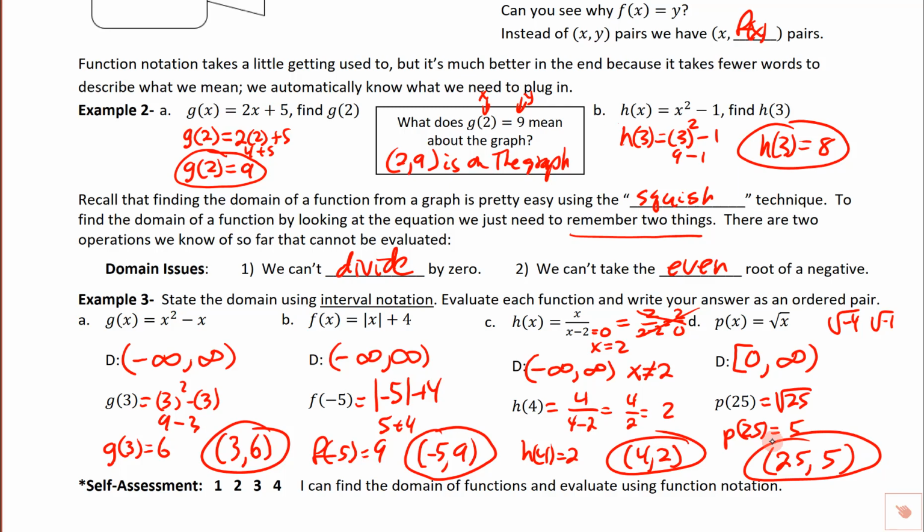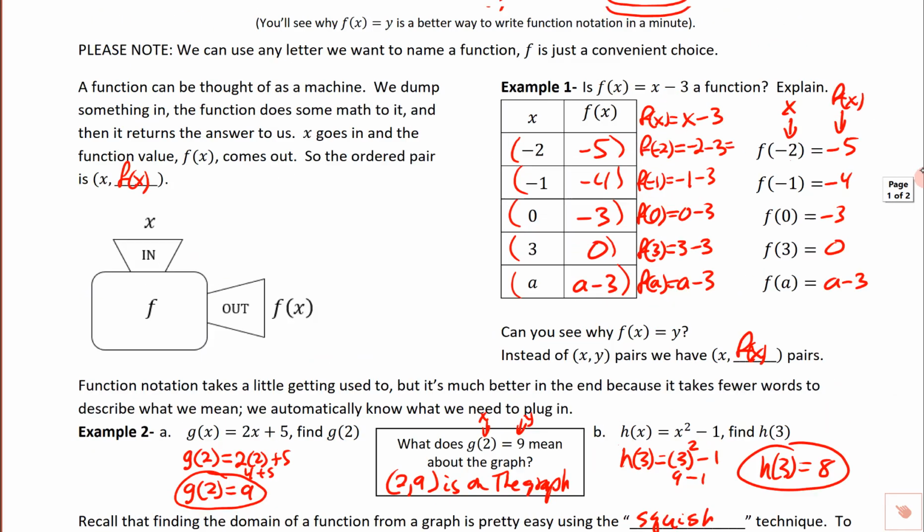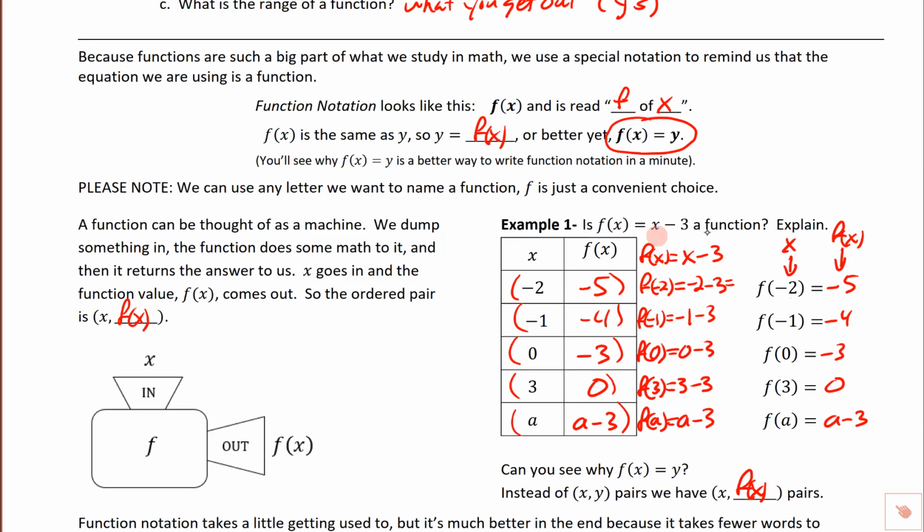Okay, I do want to come back and take a look at one more thing. I'm going to come back up here, and it said, is this a function? Now, in our previous kind of unsophisticated ways, what we'd be looking for is, does each x correspond to only one y? And it does. When I plug in a -2, every single time I'd get a -5. When I plug in a 0, every single time I'd get a -3. So each x corresponds to only one y.